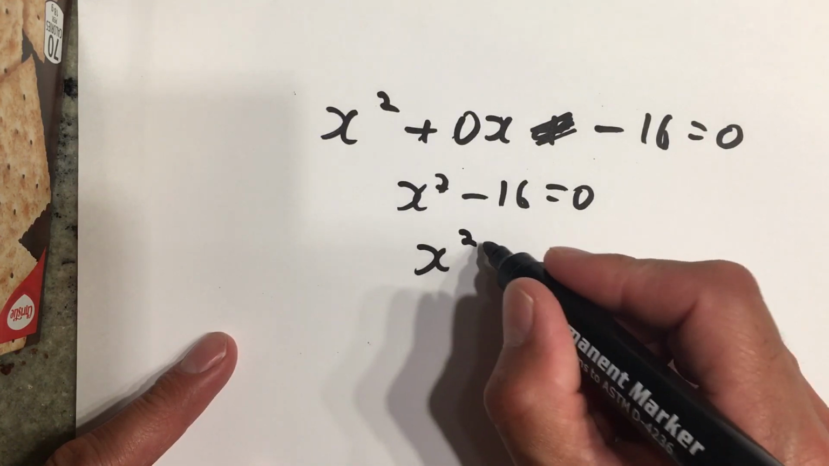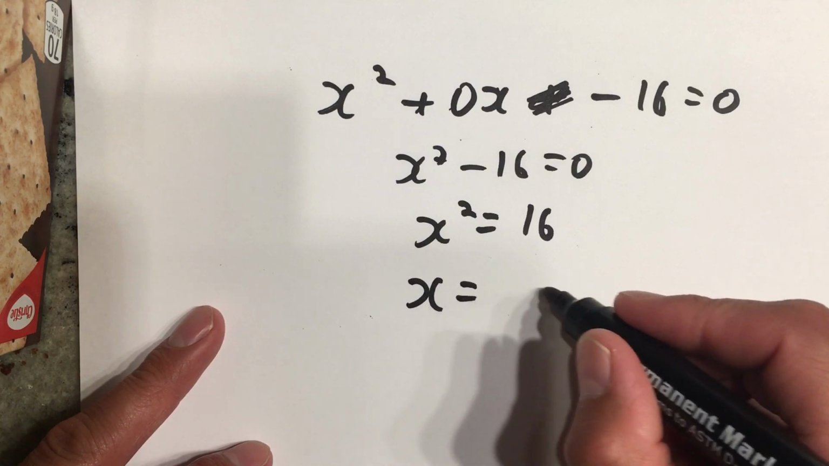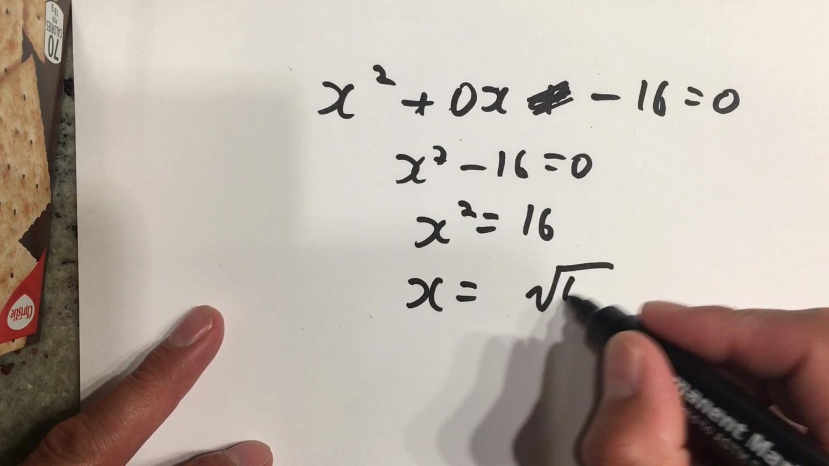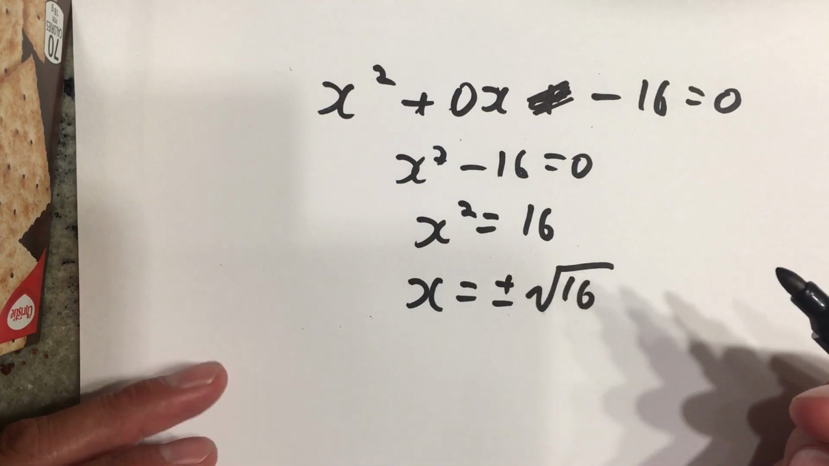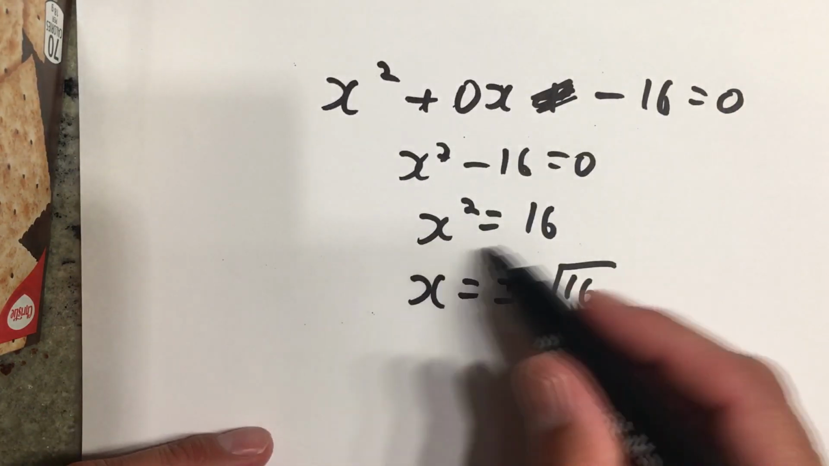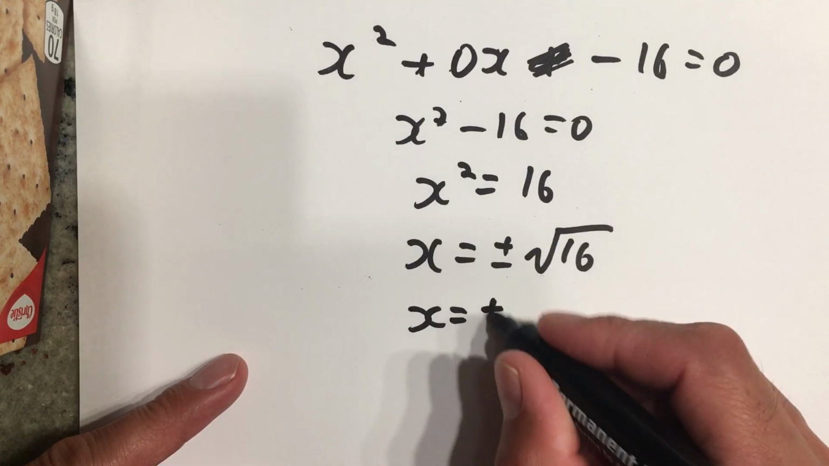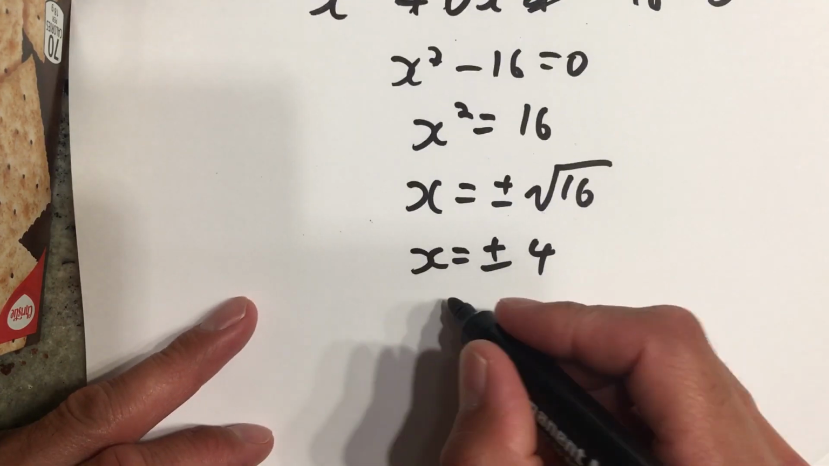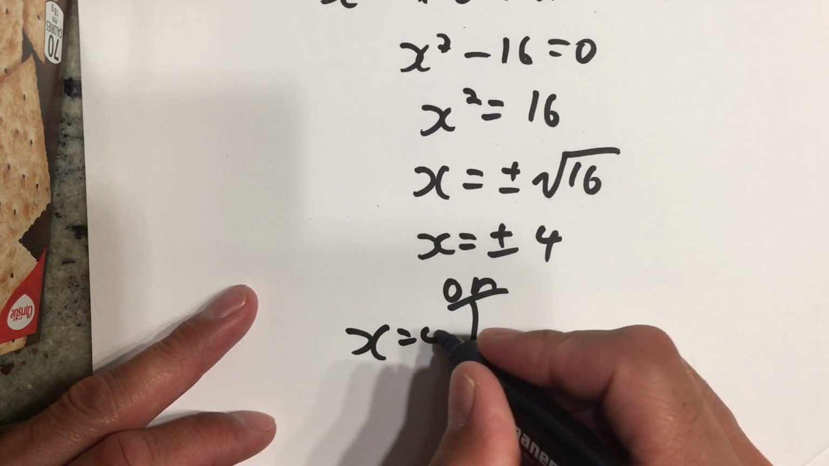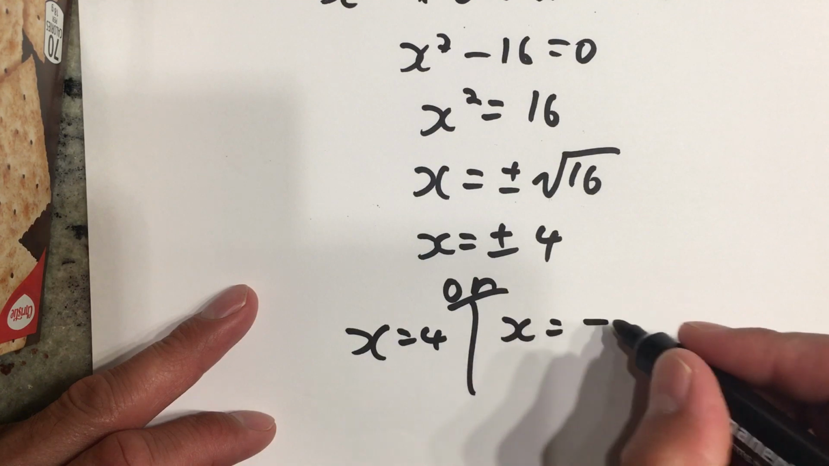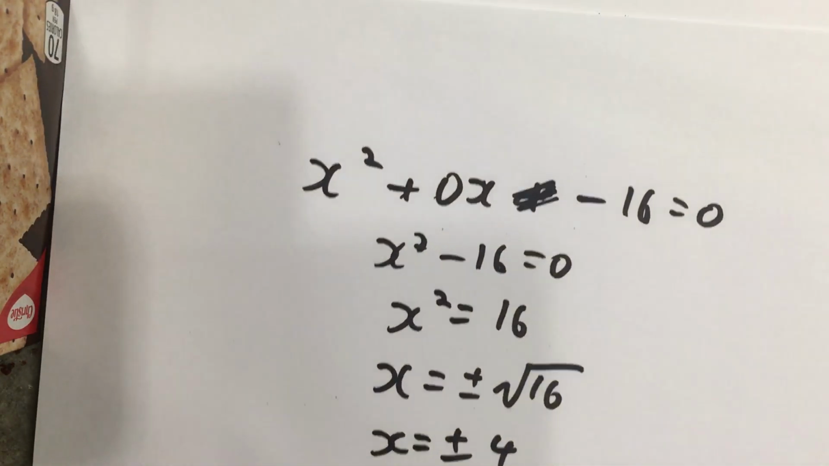Add 16 to both sides, so x squared is 16, and that makes x equal to, it's tempting to say the square root of 16, which is 4, but it's actually plus or minus, because remember, negative 4 squared is also 16. So this is plus or minus 4, which is our two answers like we're used to having. Either x is 4 or x is negative 4. So that's what we do if we have a 0 in the middle.